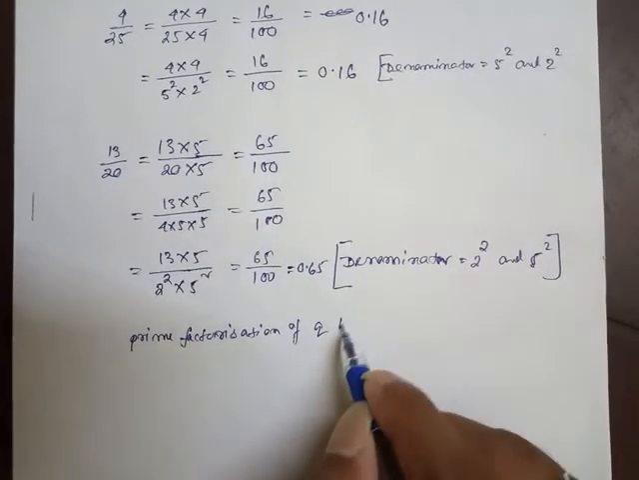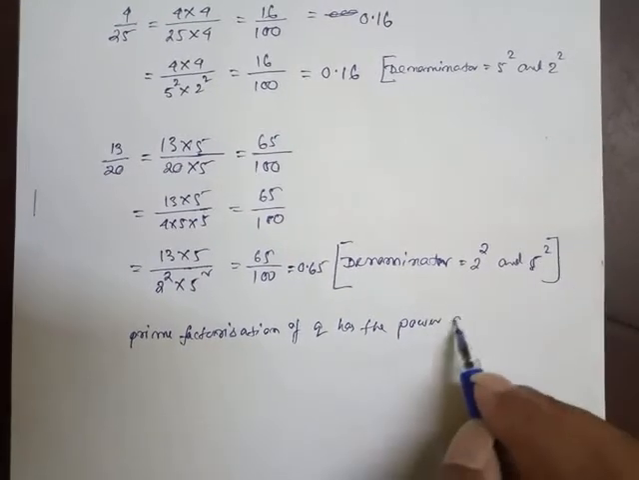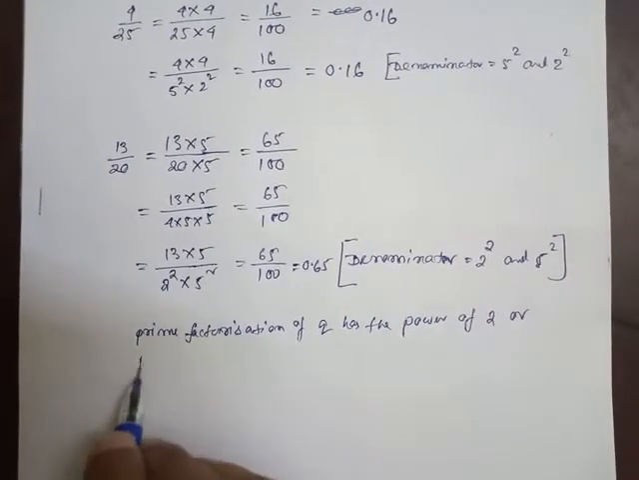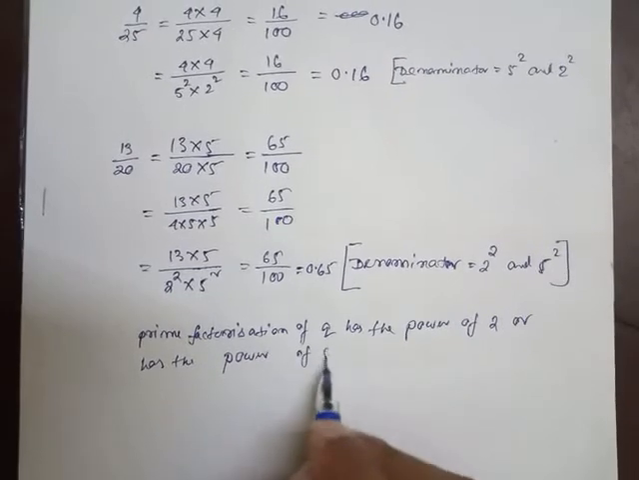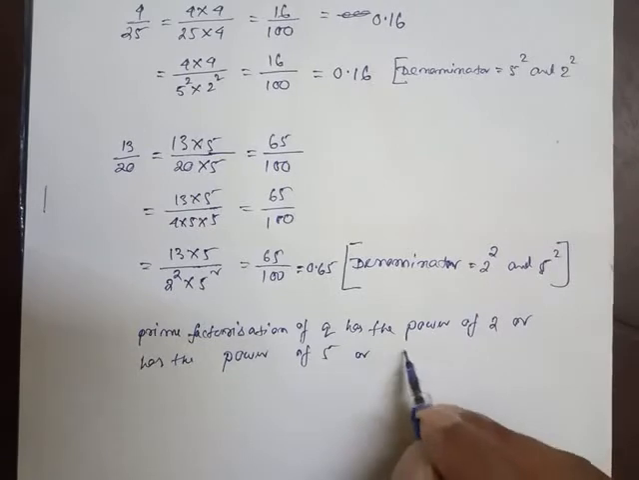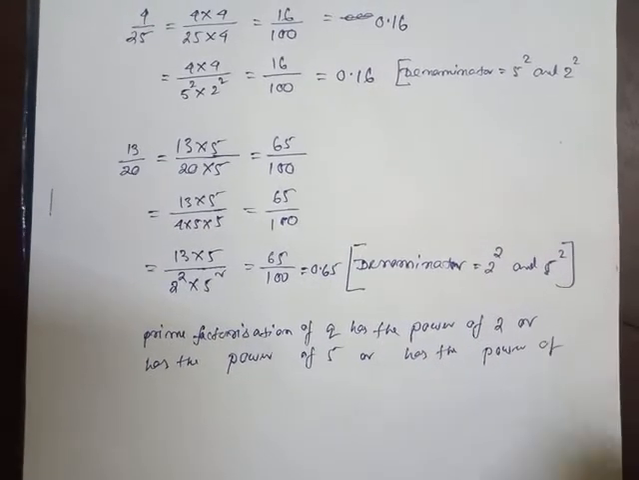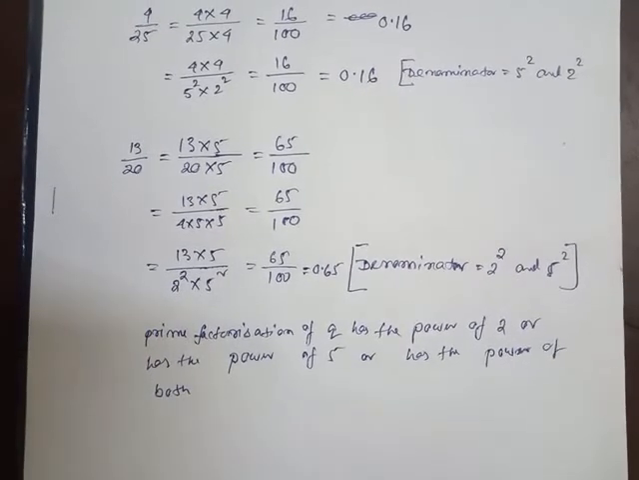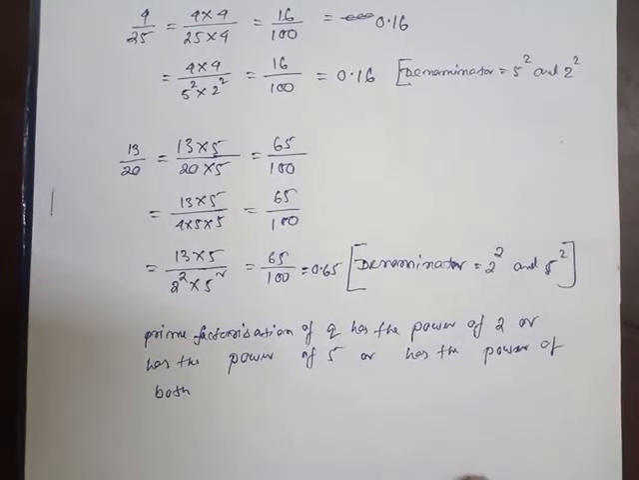Q has the power of 2, or has the power of 5, or has the power of both, which means 2 and 5. So this is our question number 6. I hope you understand. Thank you.